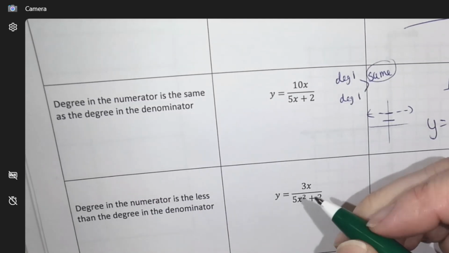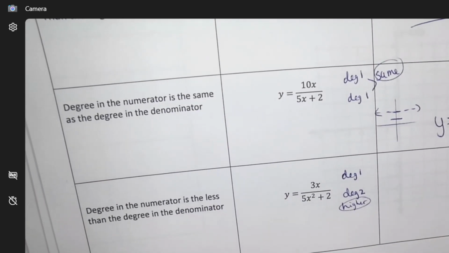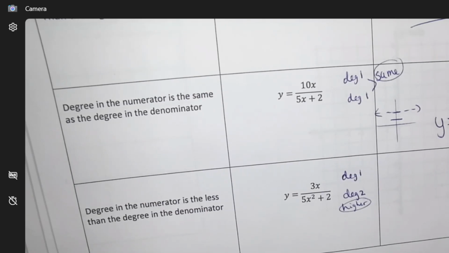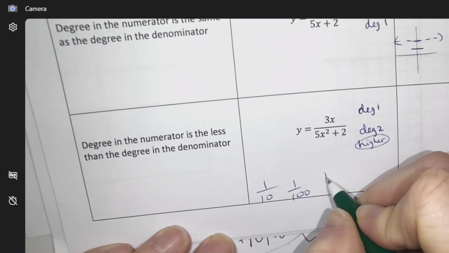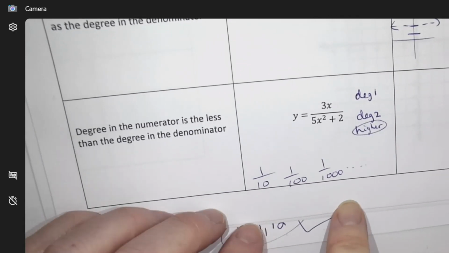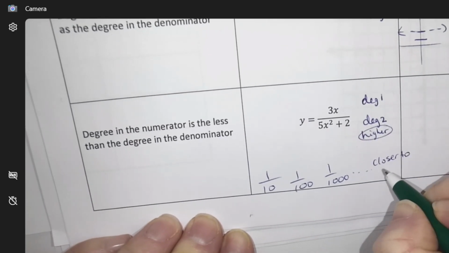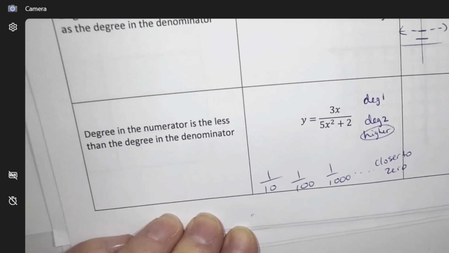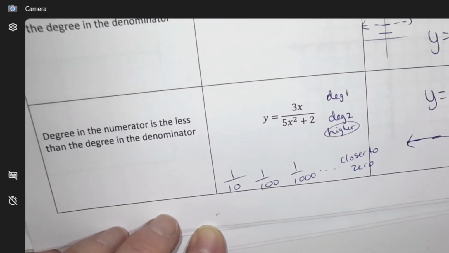And then the other situation you could have, so this is a degree of 1 and this is a degree of 2. So there's 3 situations, right? We could be higher on the top, the same, or higher on the bottom. So this is higher on the bottom. So what happens in math if the number on the bottom gets bigger on your fraction? I'm just going to give you a visual here. If I did something like 1 over 10, 1 over 100, 1 over 1,000, what's happening to the number if you get bigger, bigger, bigger on the bottom? It's getting smaller and smaller and smaller. So what is it getting closer to as a value? Closer to 0. So your value is going to get closer and closer to 0. So you're going to have an asymptote at 0.